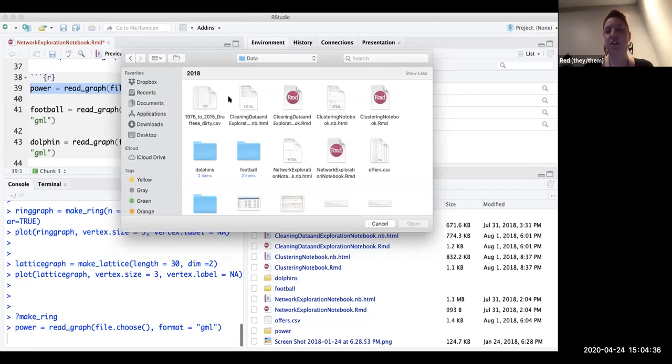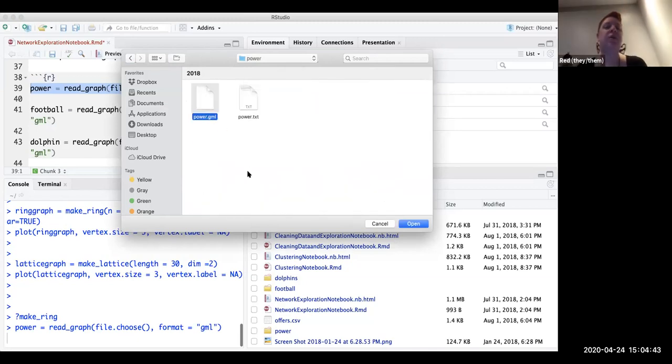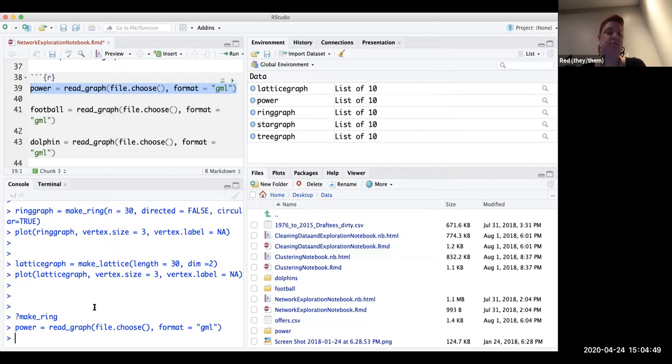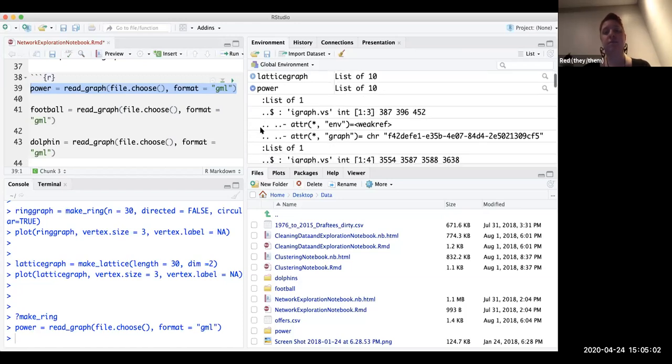Okay, so I've gone into my data folder and I'm looking for the power one and for that .gml file that I downloaded. Now I've told the read graph function that I'm pulling in a GML file. You can now see that I have the power graph here. And if I click the little arrow next to power, you can see that it's an iGraph.